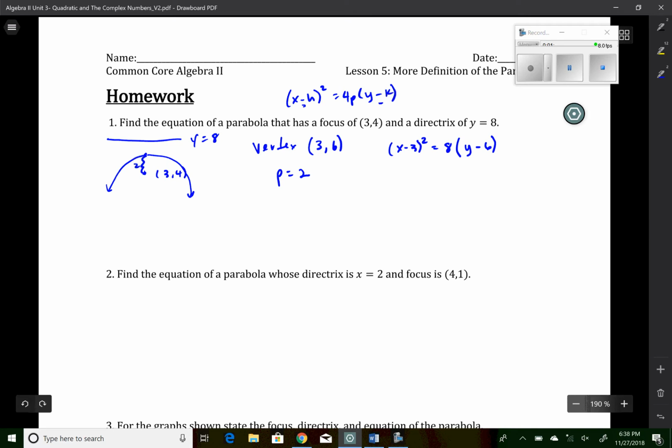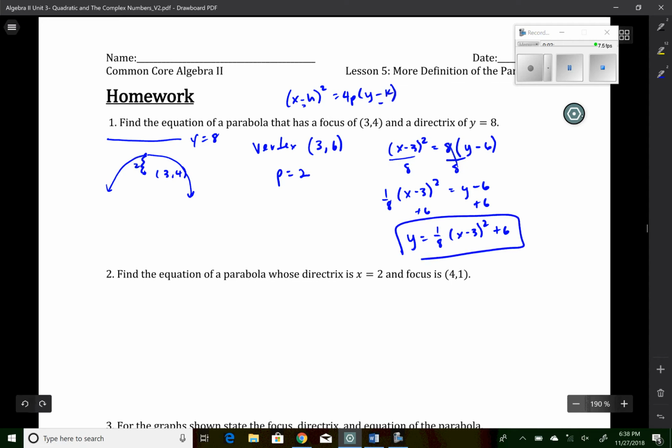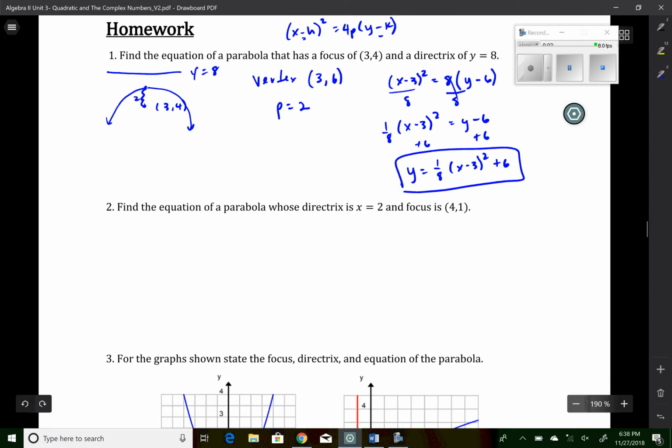Now that's an equation, but we want y to be equal to something. So fight the urge to distribute the 8 and just divide it away. Dividing by 8 is the same thing as multiplying by an eighth. I like that, it just looks better. And then I'll add 6 to both sides. So my final equation is y equals 1/8 times (x minus 3) squared plus 6. Not too bad. Let's take a look at the next one.